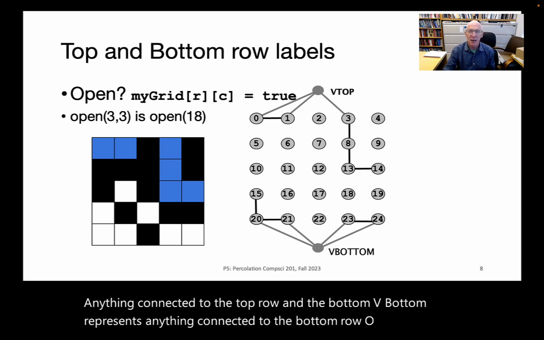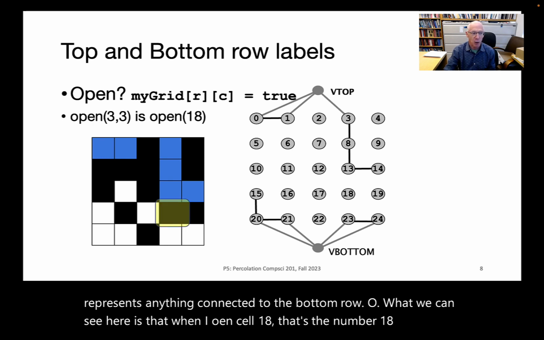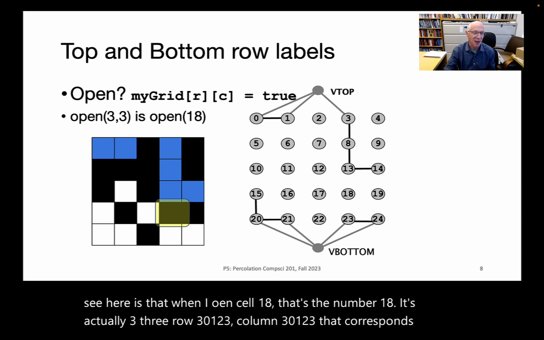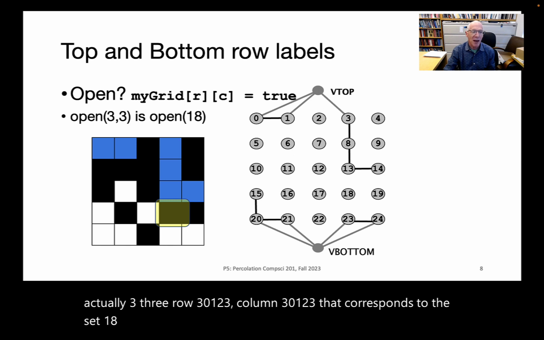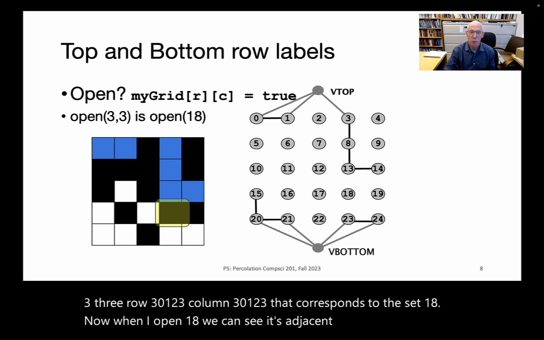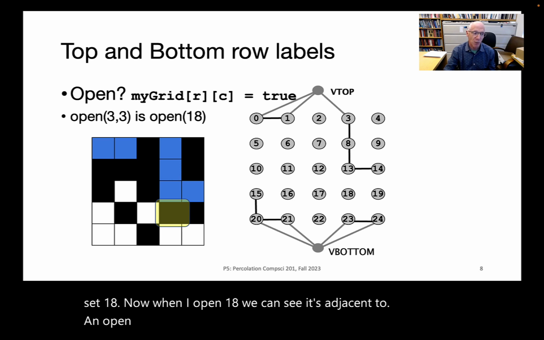So what we can see here is that when I open cell 18, that's the number 18. It's actually 3, 3: row 3, counting 0, 1, 2, 3, and column 3, counting 0, 1, 2, 3. That corresponds to the set 18. Now when I open 18, we can see it's adjacent to an open cell 13, in fact a full cell 13, and adjacent to an open cell 23.